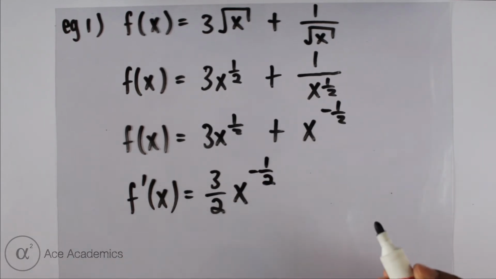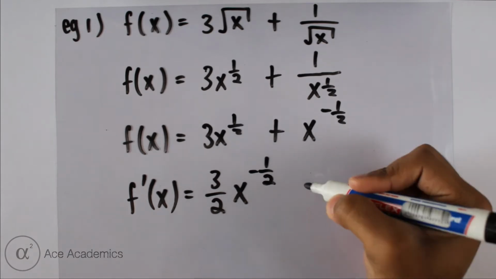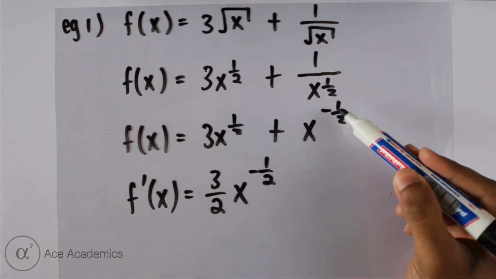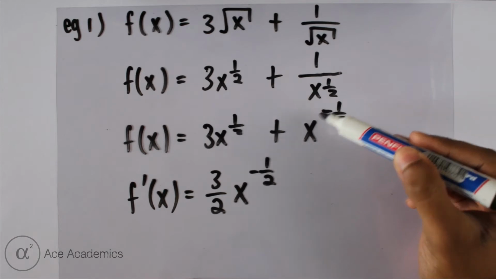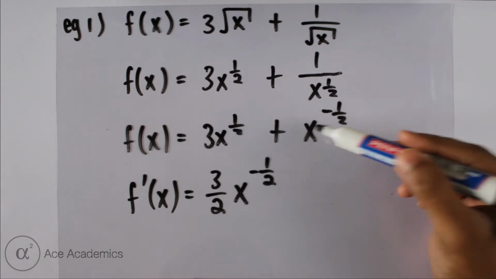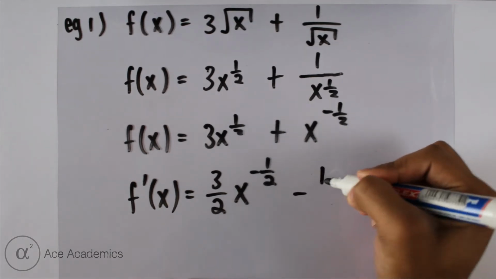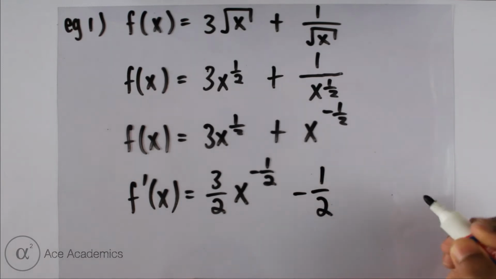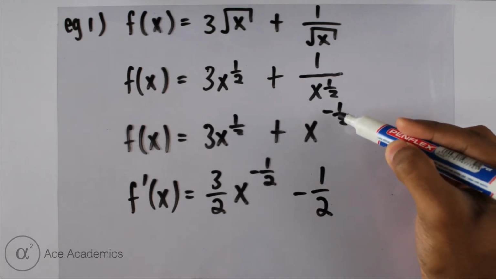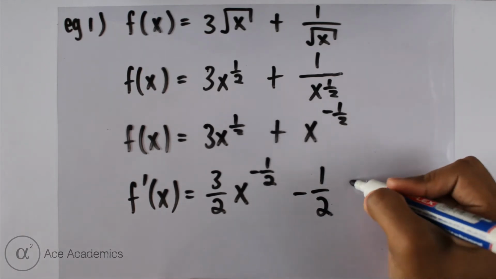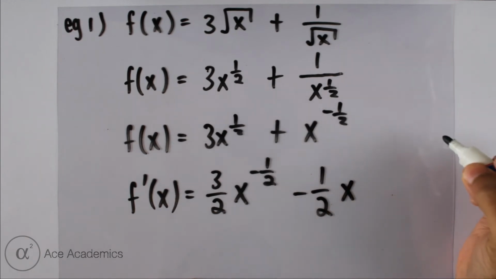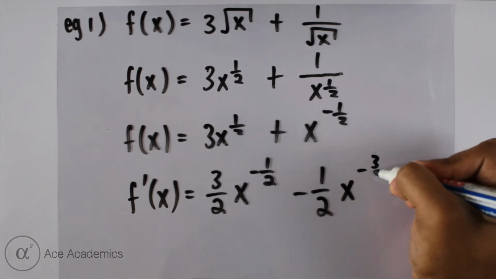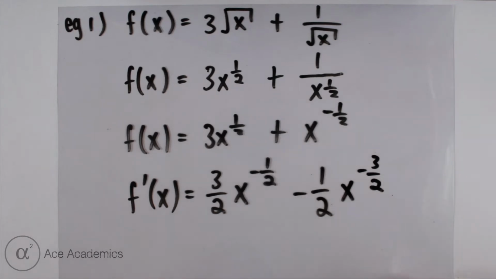Now let's differentiate the second term. To differentiate the second term, we're going to take the negative a half exponent and multiply it by the coefficient, which is 1. We'll be left with negative a half. And we're going to subtract 1 from the exponent. So minus a half minus 1 is just negative 3 over 2. And our differentiation is complete.